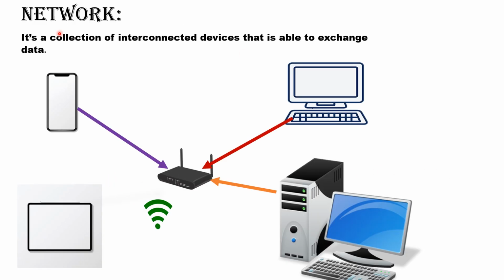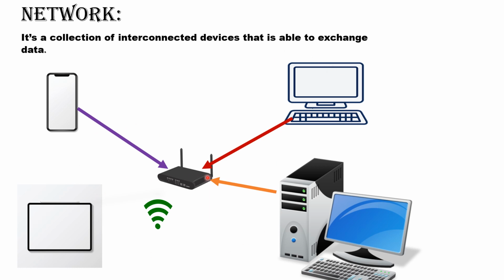So in this video, we're going to learn the meaning of a network, the types of a network, the basic components of a network, the advantages of a network, and the disadvantages of a network. So what's the meaning of a network? A network is a collection of interconnected devices, right, that is able to exchange data. So the keywords here are the collection of interconnected devices and its ability to exchange data.